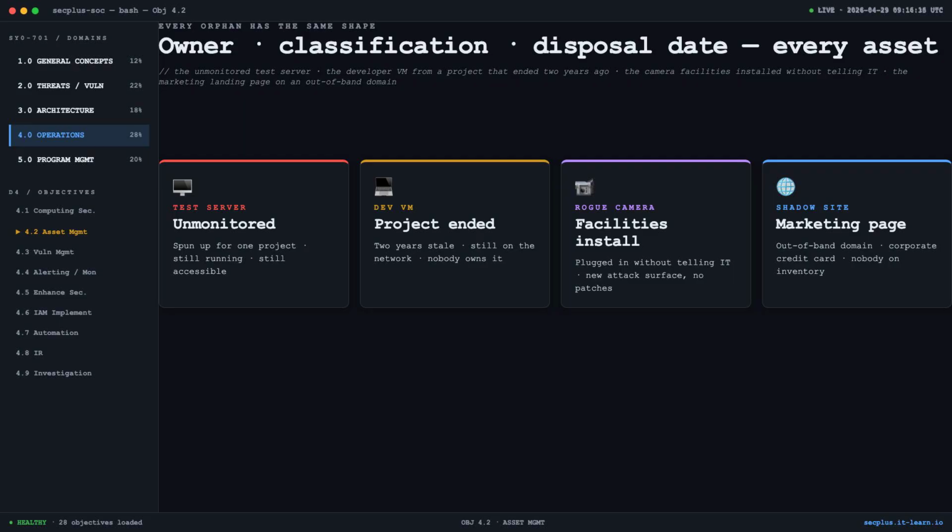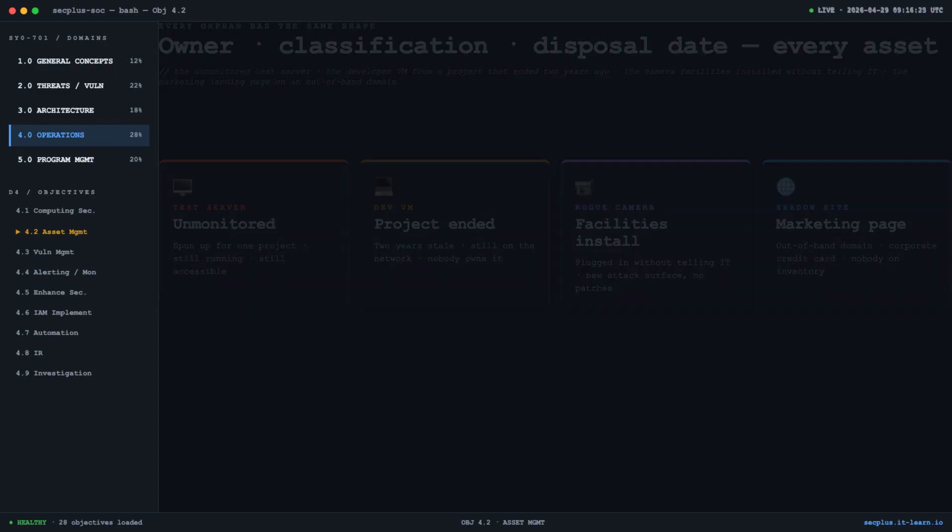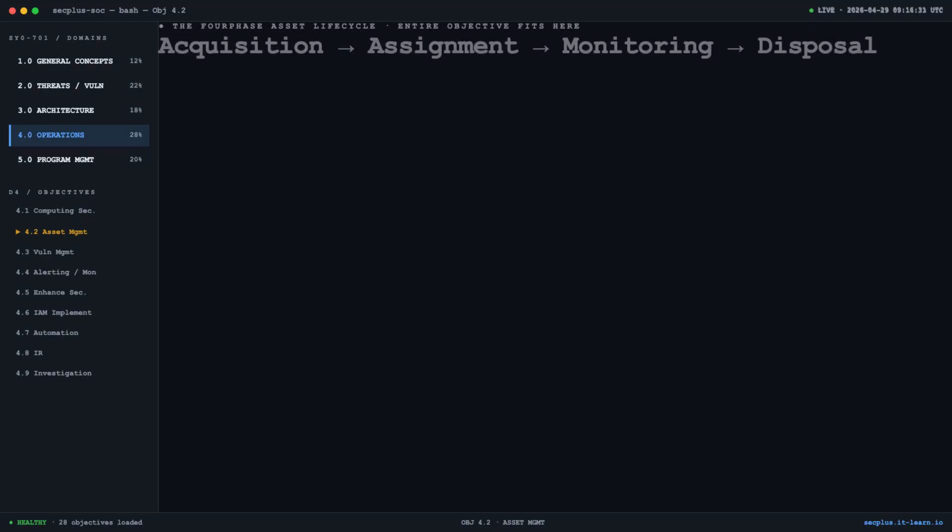The asset lifecycle has 4 phases: acquisition, assignment, monitoring, disposal. Each phase has its own security work, and the exam will hand you a scenario from any of the 4. Let me walk through them. Phase 1, acquisition and procurement. This is where security gets in front of the problem instead of cleaning up after it.